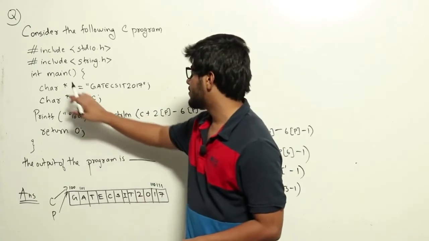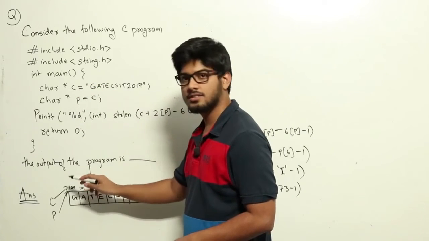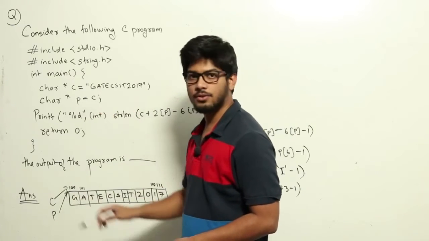Now what will C have? C will have the starting address of this string, meaning C will have the address 100 stored in it. Now char star P equal to C, meaning P will also have the same address stored in it.